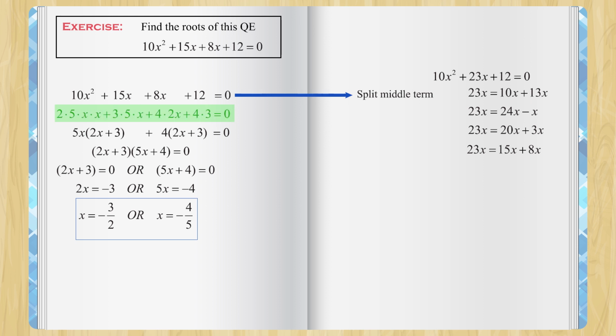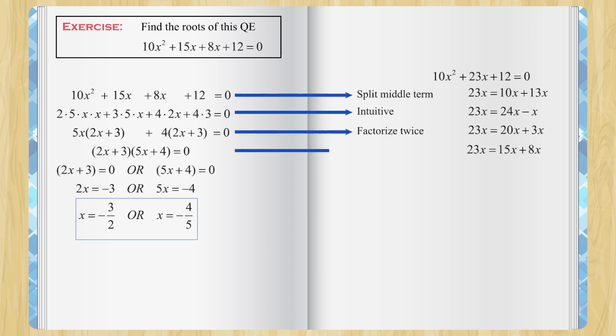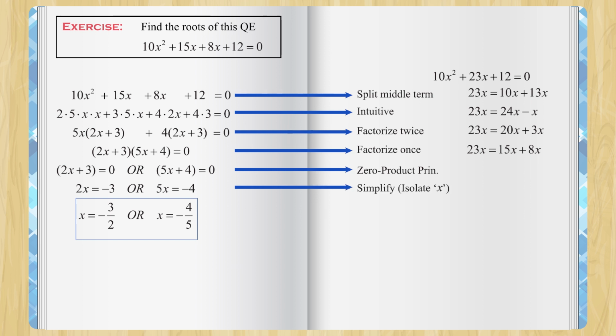This step over here is something that most people don't do because factoring out a common term is considered a simple and intuitive step. Then, in the next step, you factorize twice. After that, there is another step where you factorize, but this time only once. In the next step, you apply the zero product principle, and after that, you simplify to reach the final step, which looks like variable equals something or variable equals another thing. That was the gist of solving quadratic equation by factorization.